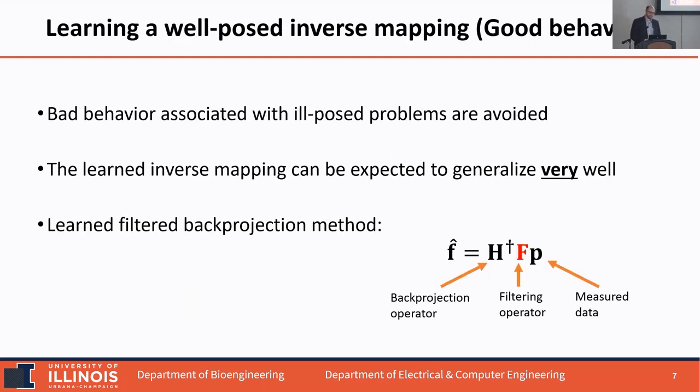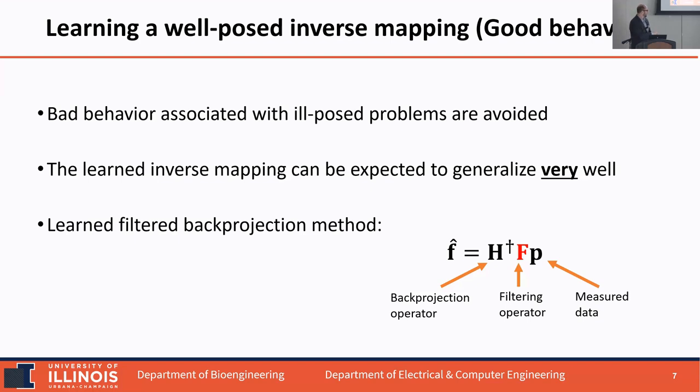Okay, so again, here's basically the plan. We know that we have a well-posed mapping. I'm going to tell you why we have that in a moment. In this case, we expect the learned approximation of this mapping to generalize very well, especially if we incorporate a little bit of physics into the problem. And the approach we'll take is to use a learned filtered back projection approach, which I state here in its generic form.